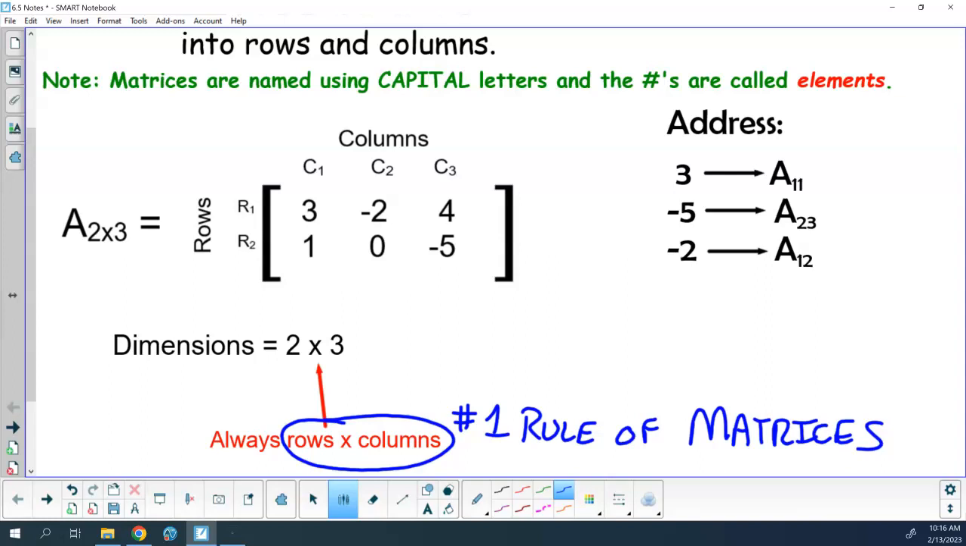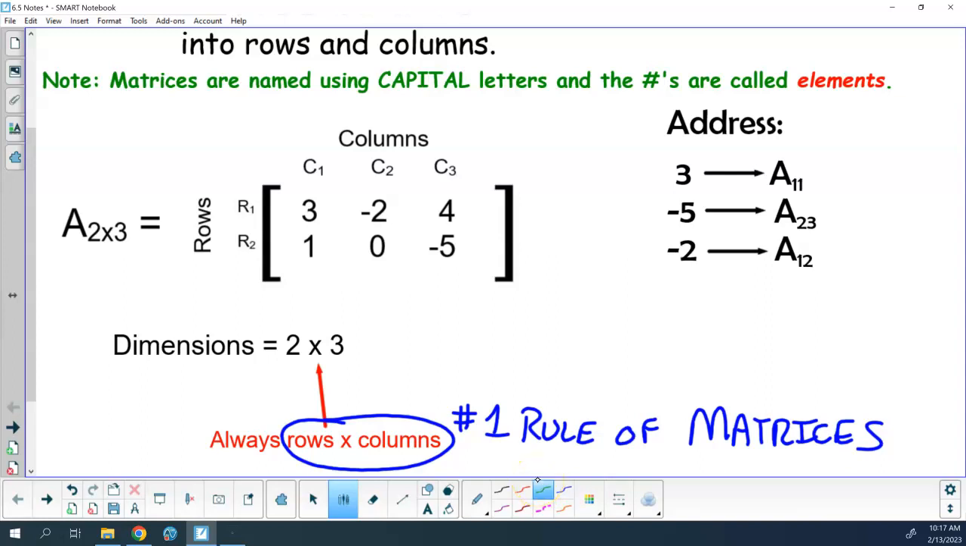So, the individual parts, the individual numbers of a matrix are called elements. And those elements have their own address. Just like you have your own address, which is different than my address, which is different than your neighbor's address, either here in the room or actually at home. The different elements have a different address.